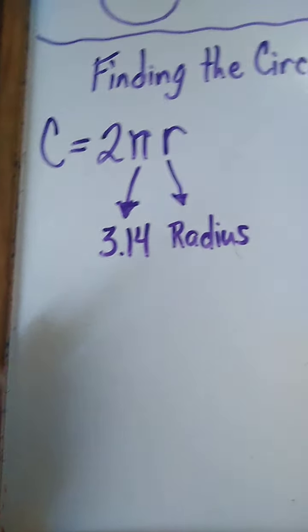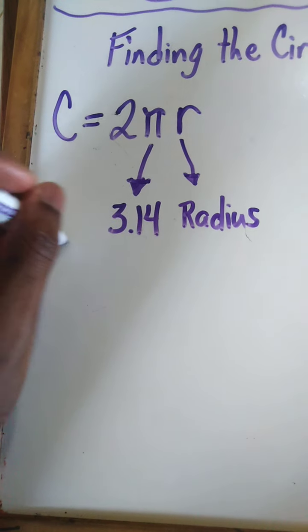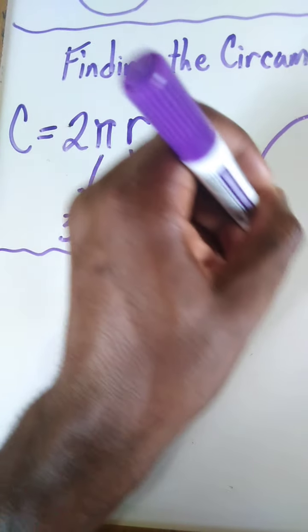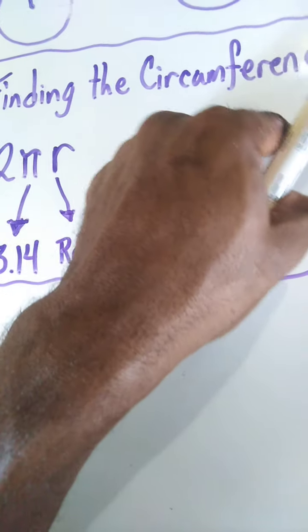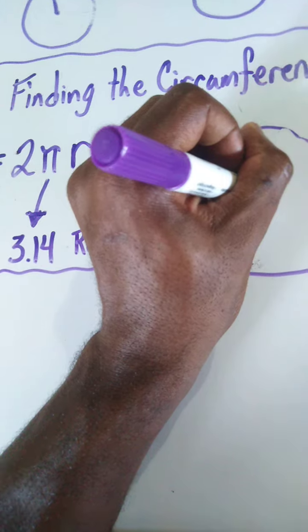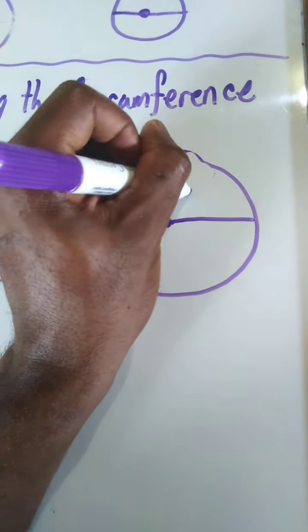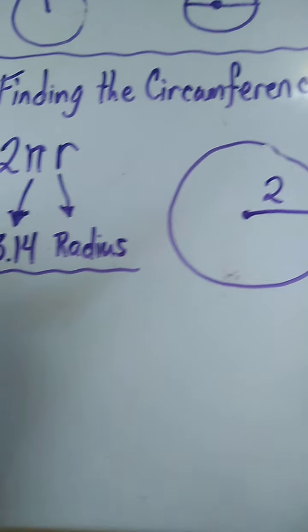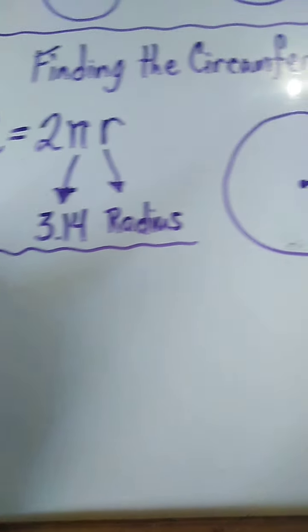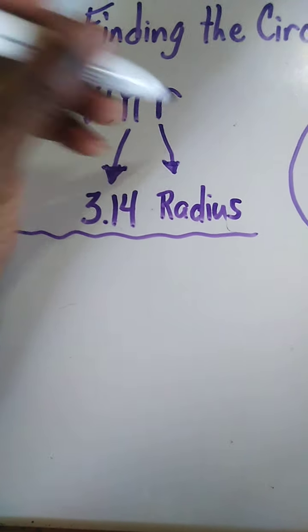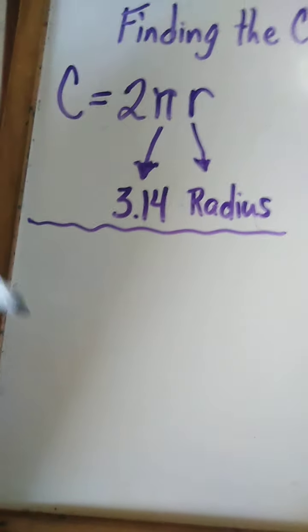Now let's just try a little example here. Let's say you have a circle where the radius is 2. What would be the circumference? Well, all you have to do is plug in all the numbers that you have, and then you'll end up with the circumference.